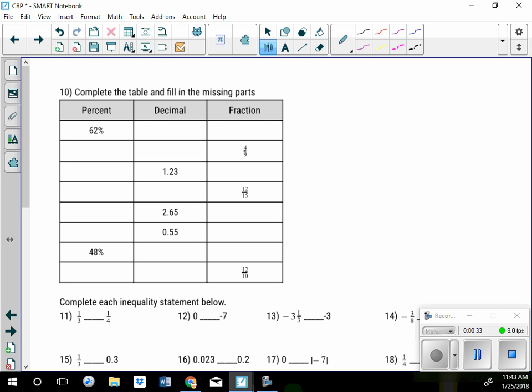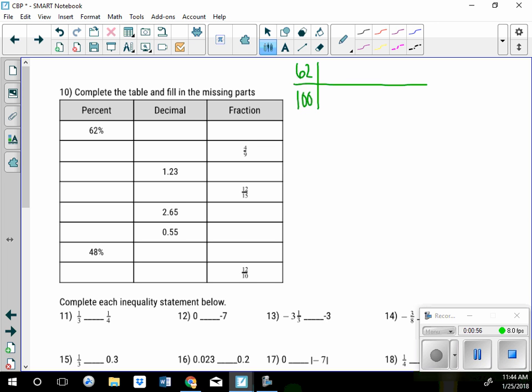So, with me, you guys have some space off to the side. Let's write 62% as a fraction in a ratio table. So my part is 62, and my whole would be 100, because a percent is out of 100.